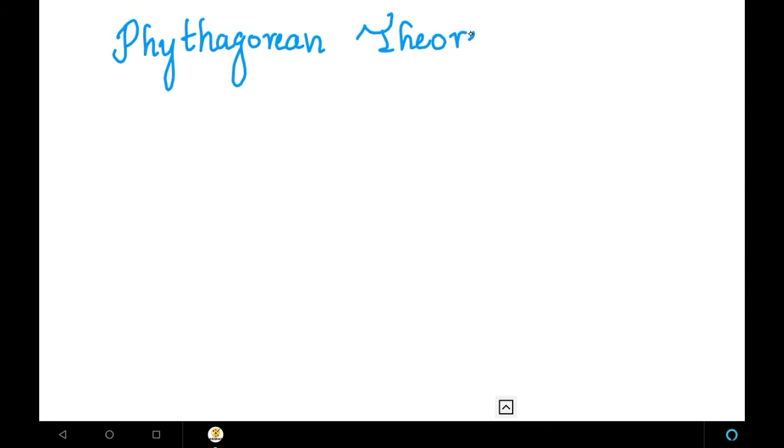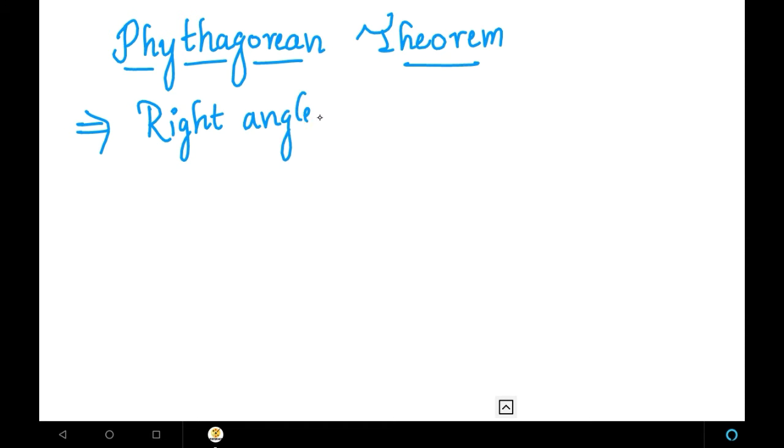Our today's topic is Pythagorean theorem. The Pythagorean theorem deals with the right angle triangle.